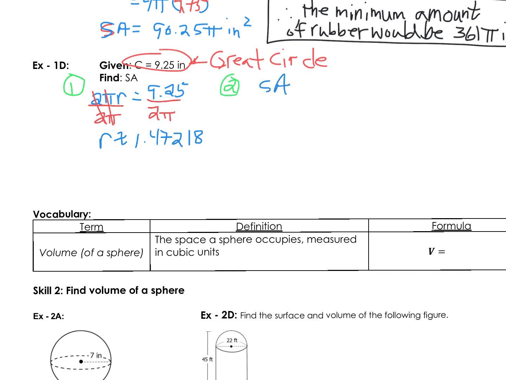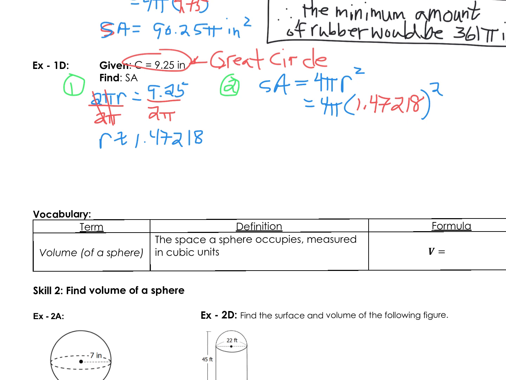So surface area is 4 pi r squared. So we have 4 pi. Whoops, I want a much bigger place to put in my rounded amount. So 1.47218. Now, mind you, I still have that long decimal in my calculator, so that's the decimal I'm actually going to use. And I'm going to have my answer in terms of pi. But I'm keeping that long decimal in my calculator. I'm going to square it, which gives me about 2.17. And I'm going to multiply that by 4.